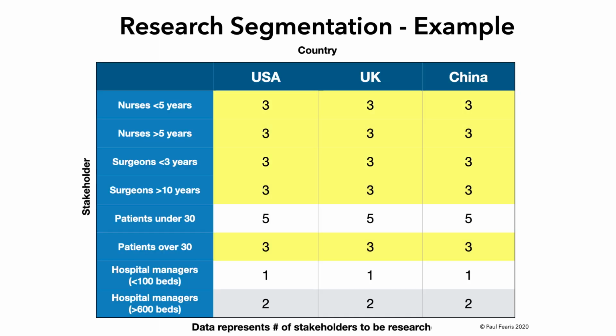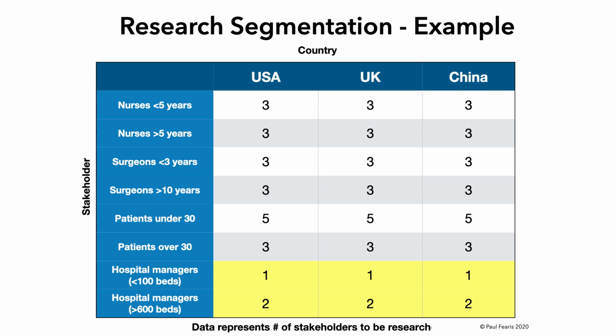If I put 3 in all of the boxes on this research segmentation, that would be a lot of stakeholders that we're going to talk to and interact with. So sometimes we dilute that down to, well, where am I going to see differences? I'll look at 3 everywhere, but where am I going to see differences? I might drop to 1 or 2 there just to see if anything different happens in China or to see if anything different happens in the UK.